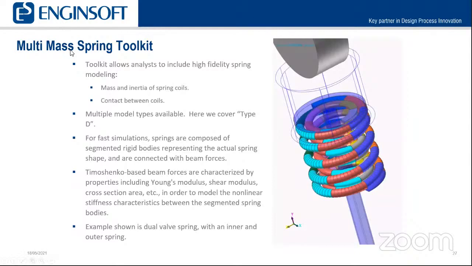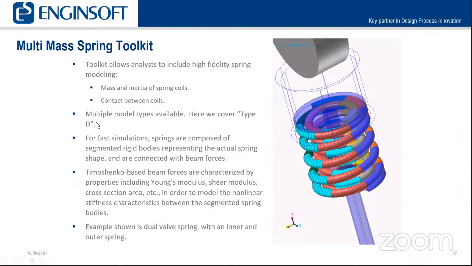So now if we want to include that level of fidelity or close to it, and if we want better, faster simulations, we can use the Multi-Mass Spring Toolkit in RecurDyn. This toolkit allows analysts to include this high fidelity spring modeling, including the mass and inertia of the spring coils, as well as contact between the coils.